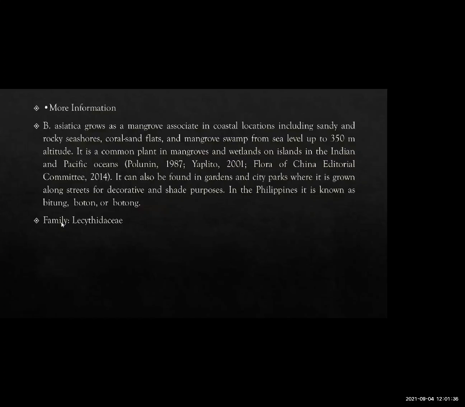B. asiatica grows as a mangrove associate in coastal locations including sandy and rocky seashores, coral sand flats, and mangrove swamp from sea level up to 350-meter altitude. It is a common plant in mangroves and wetlands on islands in the Indian and Pacific Ocean. Poloni 1987, Yeplito 2001, Flora of China Editorial Committee 2014.